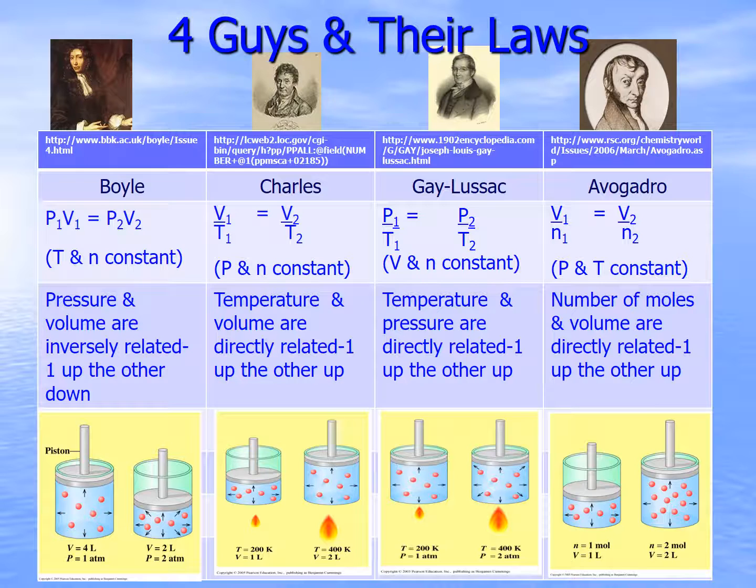And finally, Avogadro's law. Avogadro's law relates the number of moles to the volume. So if the pressure and temperature are held constant, twice as many molecules, double the moles, should need twice as much space, double the volume. V1 over N1 equals V2 over N2. So these 4 gas laws can be used to solve a variety of algebra problems.